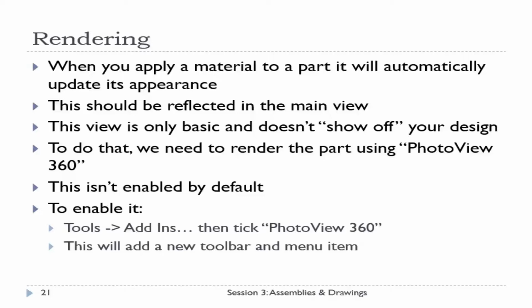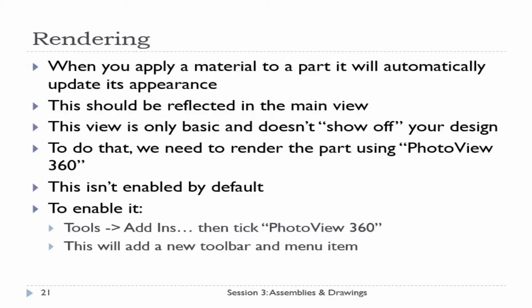Okay, let's start talking about the rendering. If you remember from the second session, at the end of the session when we discovered applying different materials to the component, we noticed that when we apply a material to a part, the part appearance changes to reflect the material color or material finish type in the graphical area. So this view is only a basic or very simple representation of the material appearance, and it doesn't show off the design. To make more attractive images, we use another SolidWorks add-in called PhotoView 360.